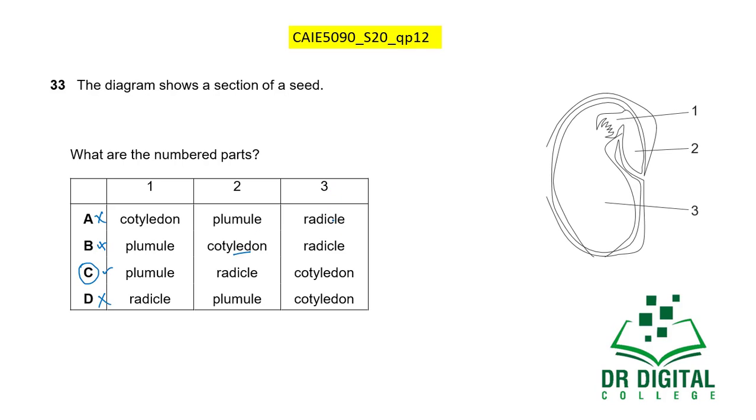Moreover, 3 is the cotyledon. Yes, this is the biggest part, the cotyledon. So the answer for this question is C.